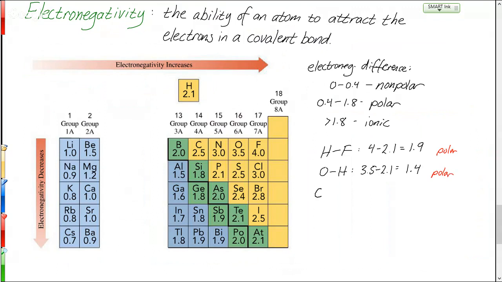Okay, what about a CH bond? Yeah, so that's going to be 2.5 minus 2.1, 0.4. So we would call that, it's right borderline, but those compounds are generally nonpolar. So that means there isn't this separation.